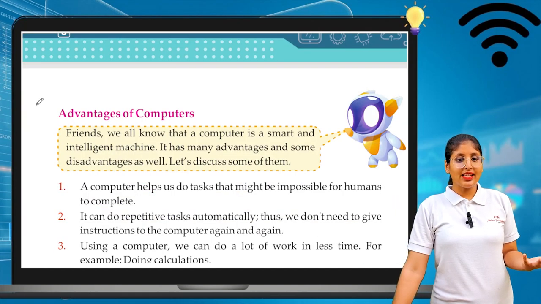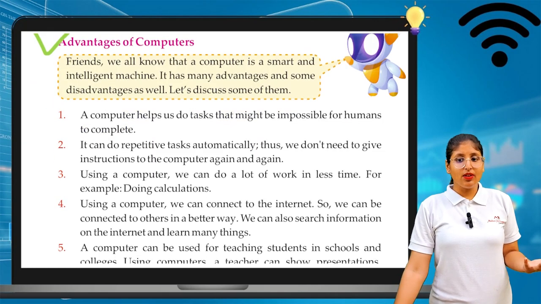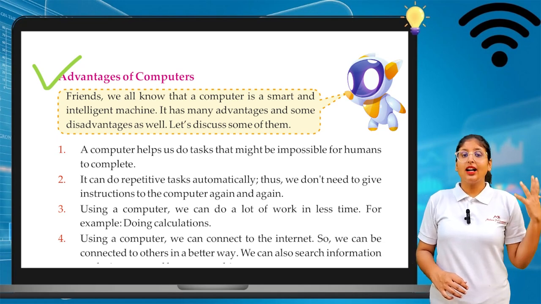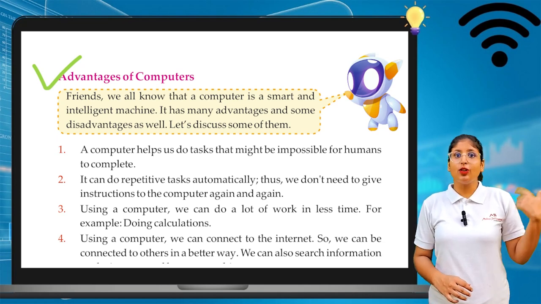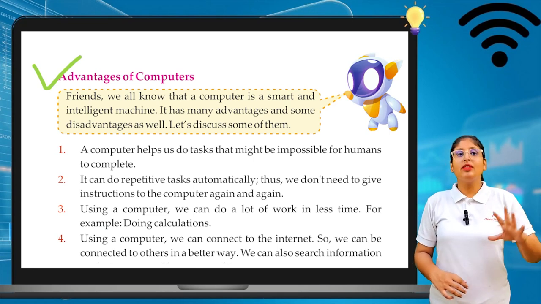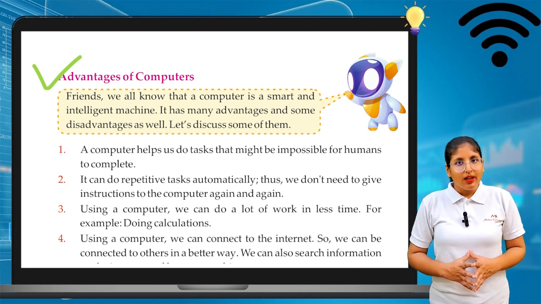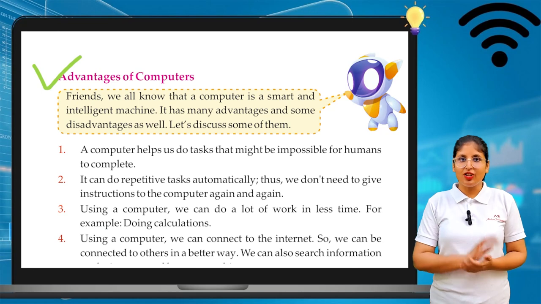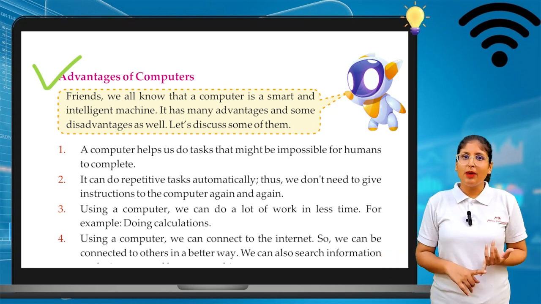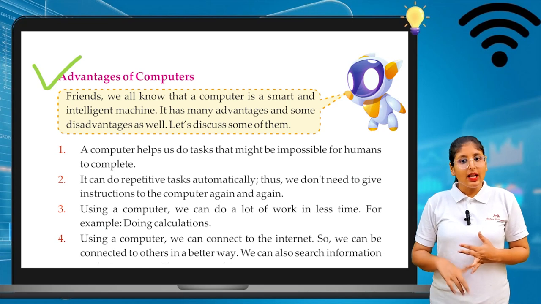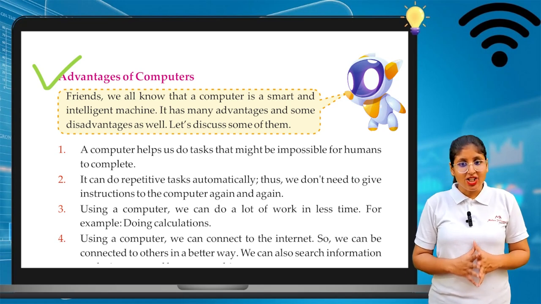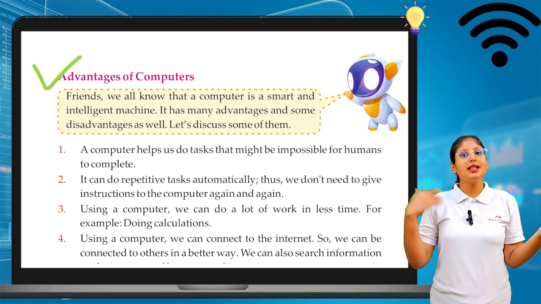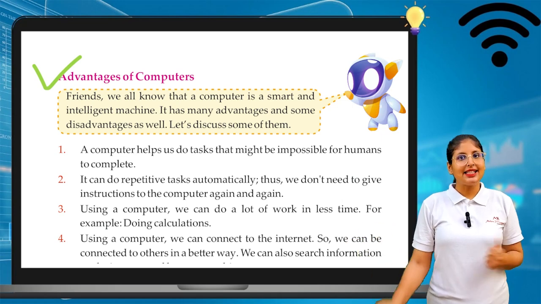Okay. Now we will see some advantages of computer. As we discussed in the first page why computers are smarter than human beings, and in the second page we will see human beings are smarter than computers. Now we will see the advantages of computer. Okay, so friends, we all know that a computer is a smart and intelligent machine. It has many advantages and some disadvantages as well. Let's have a look at it.